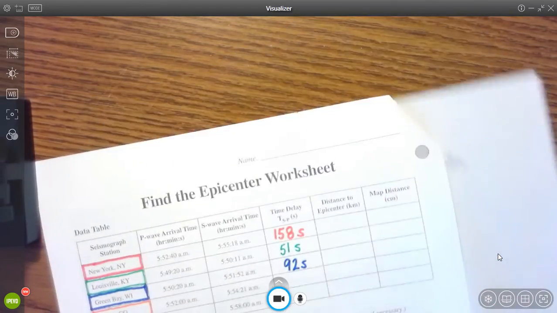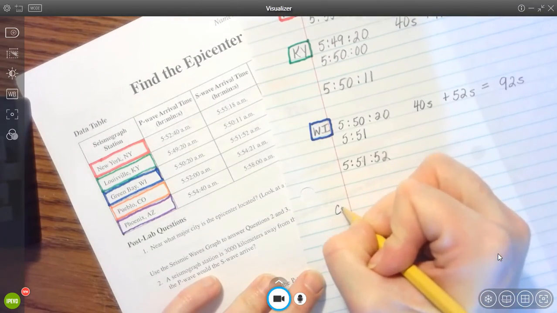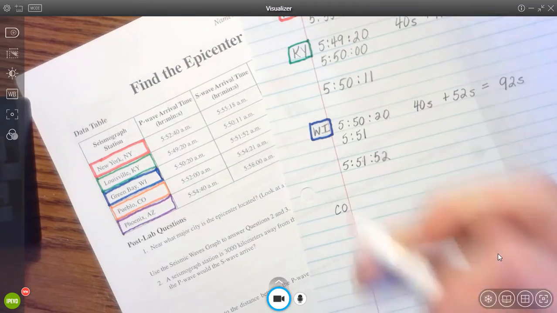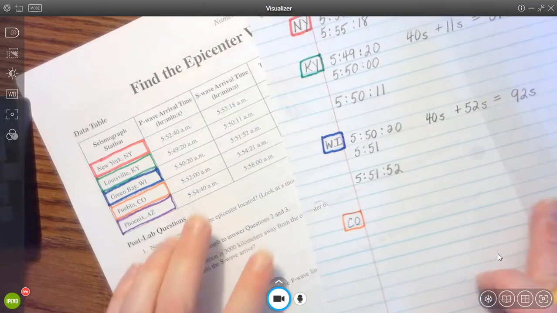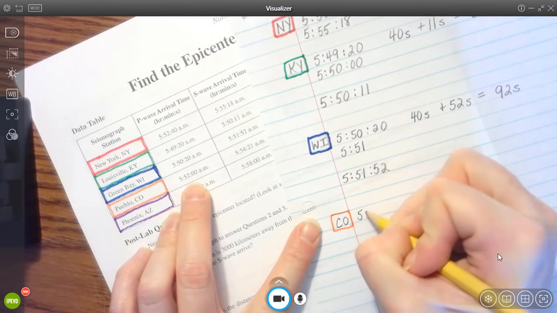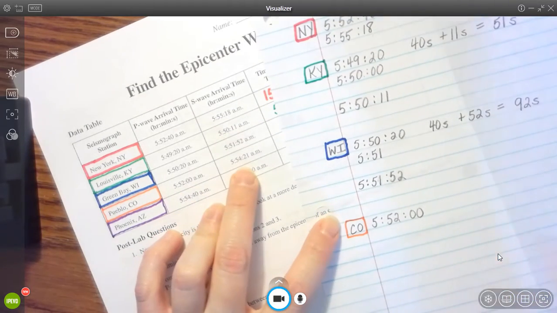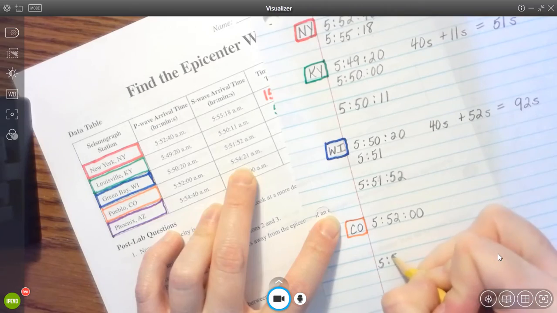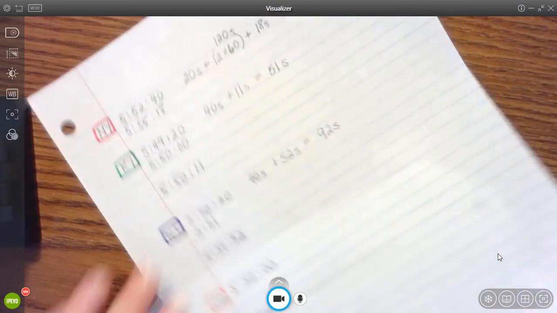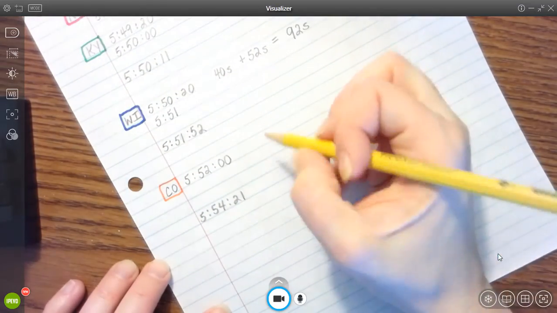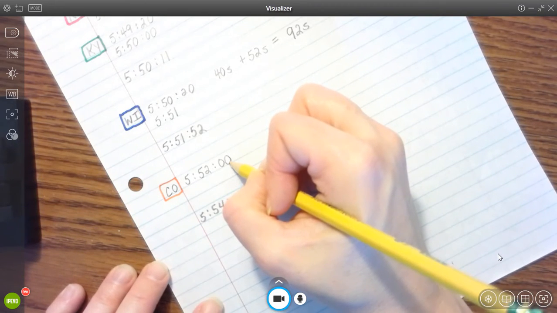Two more. Pueblo, Colorado. Okay, Colorado is next. Colorado is orange. The arrival time for the P wave is 5:52 exactly. The arrival time for the S wave is 5:54 and 21 seconds. So how much time is in between there? Okay, well, we're right on the nose with the 00 seconds. So I just need to start with the minute question.